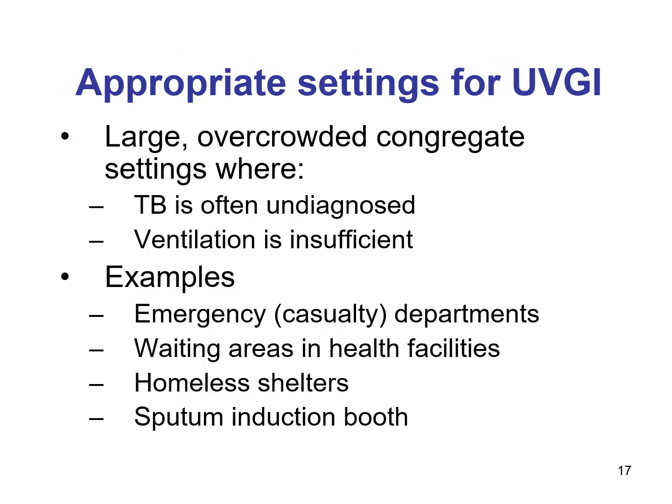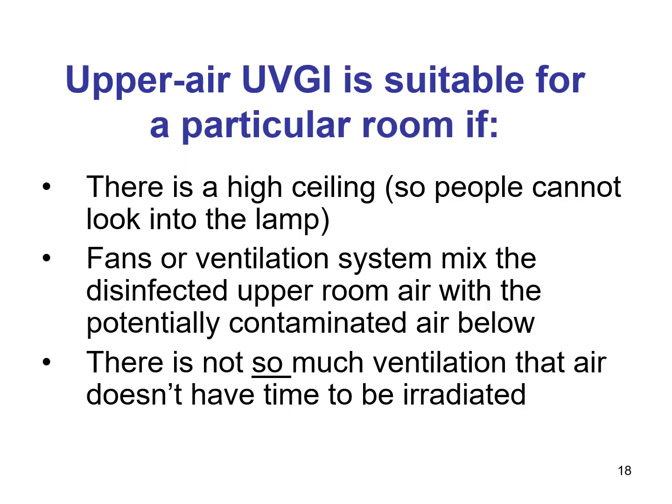Proper settings for UVGI include large, overcrowded, congregated settings where TB is often undiagnosed and ventilation is insufficient. Examples: casualty departments, waiting areas, homeless shelters, sputum induction booths. Upper air UVGI is suitable for a particular room if there is a high ceiling, so people cannot look into the lamp. Fans or a ventilation system mix the disinfected upper room air with the potentially contaminated air below. If there is not much ventilation, the air does not have time to be irradiated.